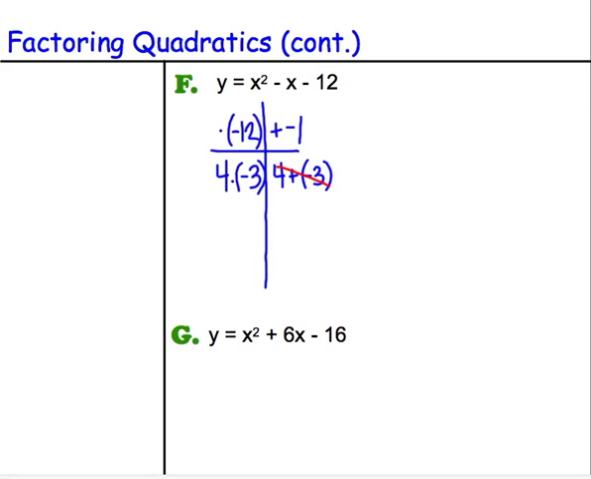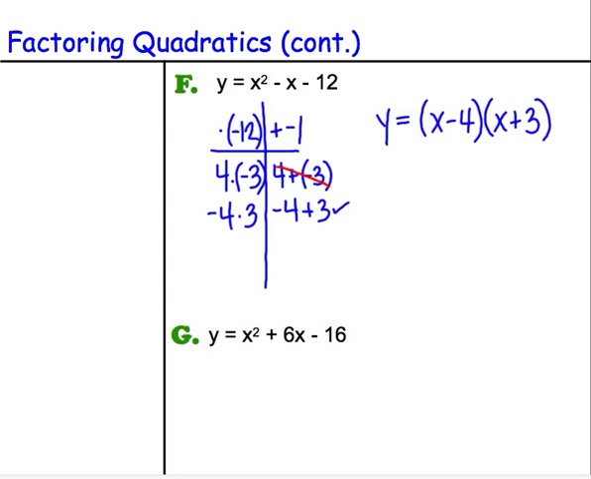Now I do get positive 1, so I know I'm close. So I'm going to try switching this: negative 4 times positive 3. I know that gives me negative 12. And if I take negative 4 plus 3, I do get negative 1. So that means that my equation is y equals x minus 4 times x plus 3.